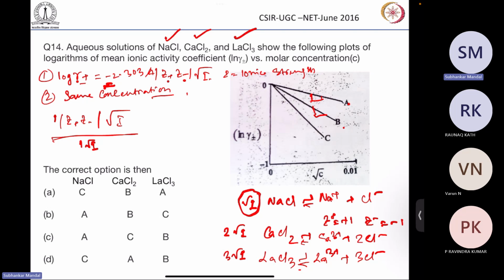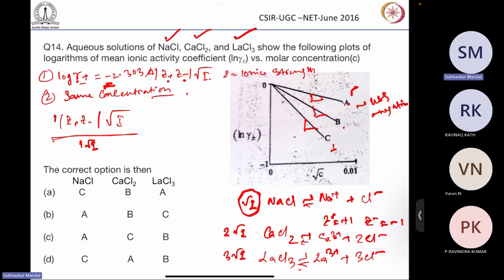This is A, this is B, this is C. So you can see C is more steep, that means it is more negative slope. B is medium and A is less steep. For this it is coming like this. So A is the less negative.